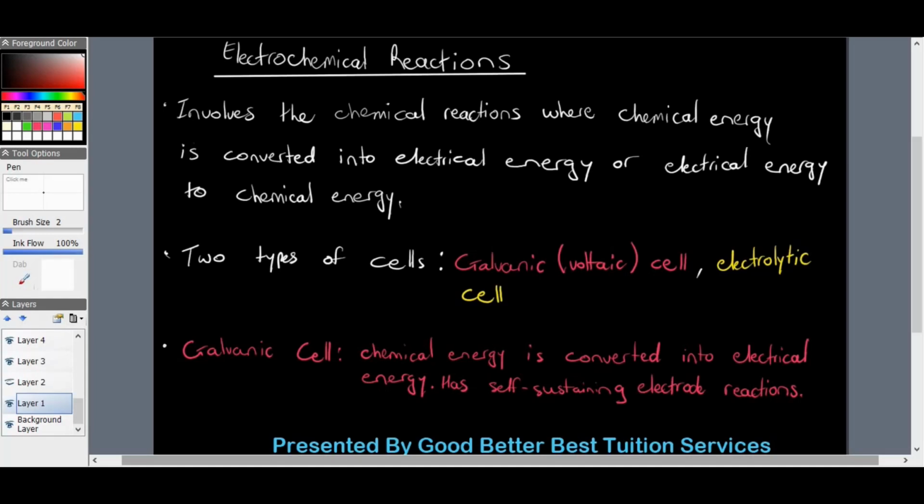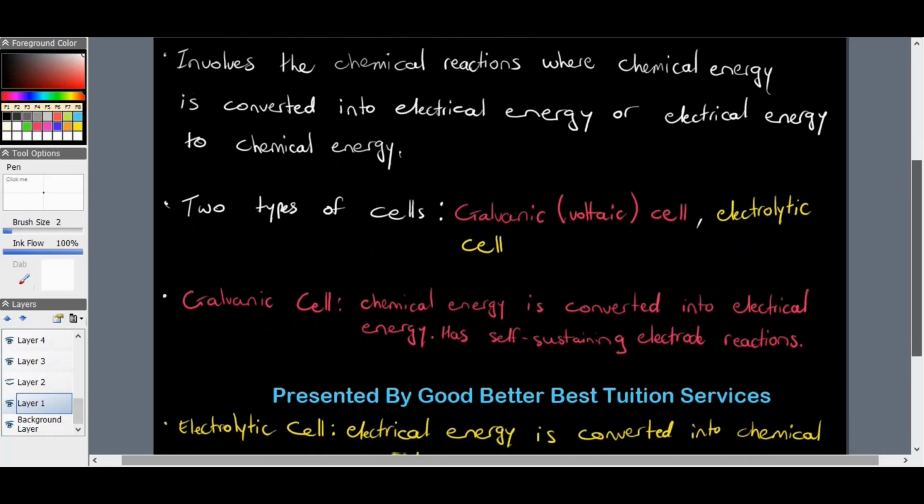The galvanic cell has self-sustaining electrode reactions. In other words, the reactions that occur within a galvanic cell happen simultaneously. Different reactions occur at the different electrodes. A galvanic cell has an anode and a cathode, and we will learn the difference between those two and which reactions take place at which anode or cathode. So that's the galvanic cell in a nutshell.